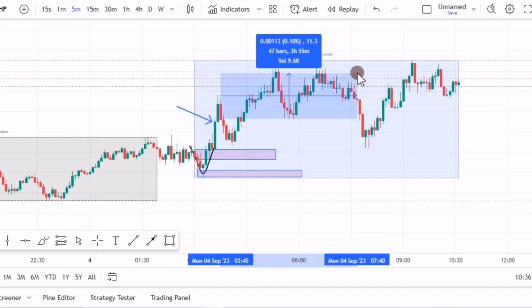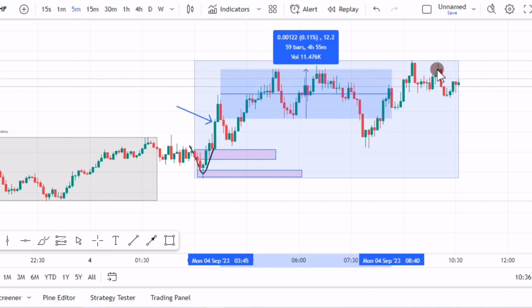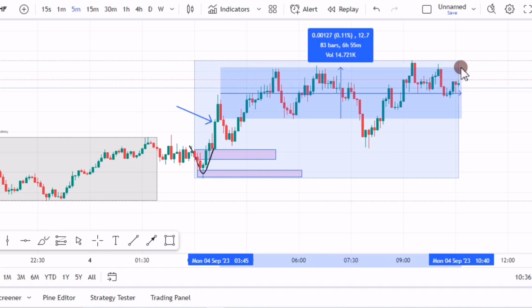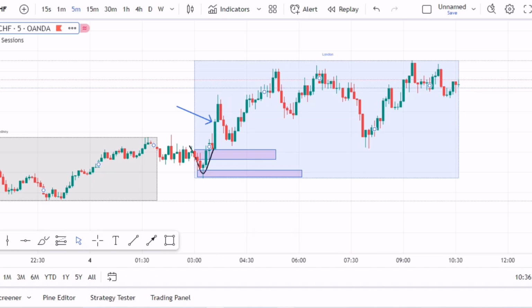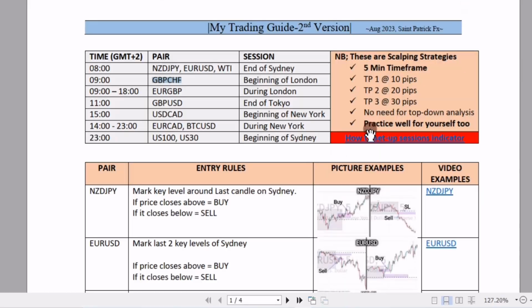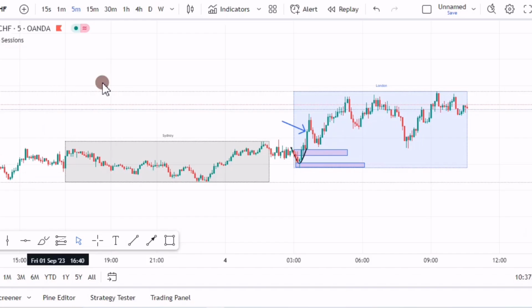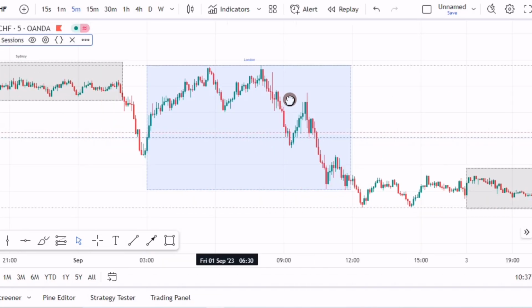Let me check how many pips this has given you. So far you are at 13 pips. Okay, so you should have hit your first TP, because based on this PDF, TP1 should be at 10 pips, TP2 20 pips, TP3 at 30 pips. Let's just check what happened on the previous day.